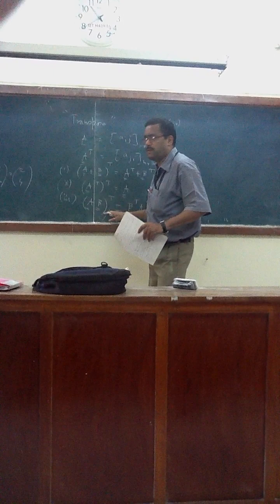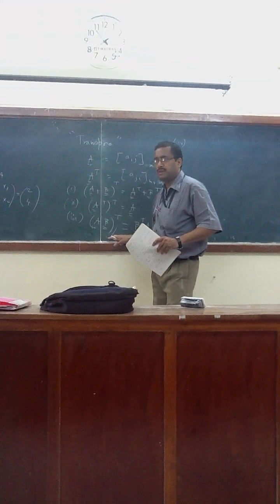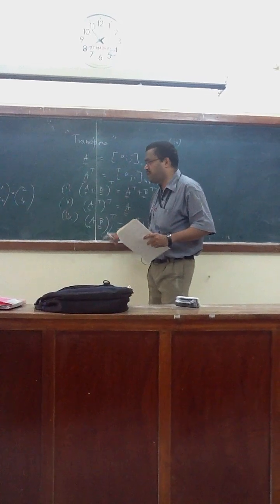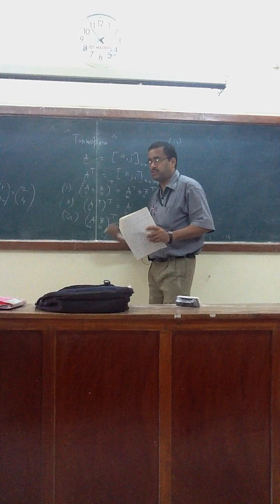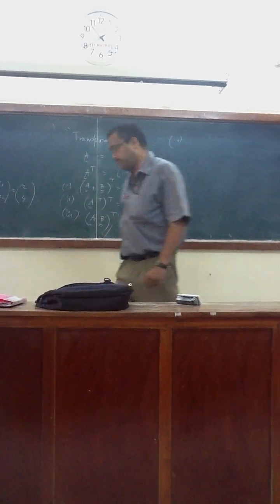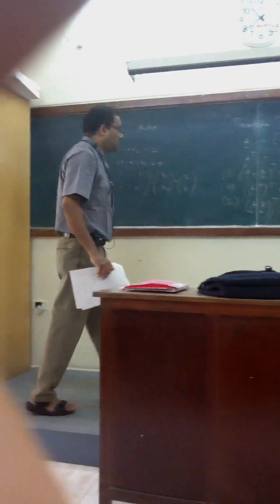You remember the definition of AB, right? Which is the summation over k equals 1 to p of A_ik B_kj, right? Okay, and when you take the transpose, what actually happens? If you take the transpose, what will actually happen? Think about it and get the answer.